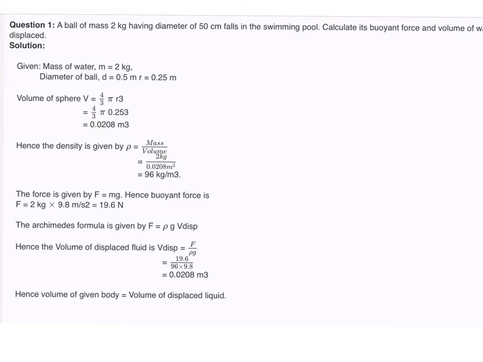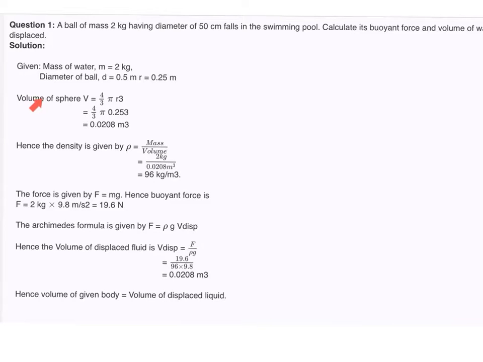So let's look at an example problem. A ball of mass 2 kilograms having a diameter of 50 centimeters falls into the swimming pool. Calculate its buoyant force and the volume of water displaced. Now let's look at what we were given. First off, the mass of the ball will equal 2 kilograms. The diameter of the ball is going to be 0.5 meters, as we change centimeters to meters. And so our radius would be 0.25 meters.